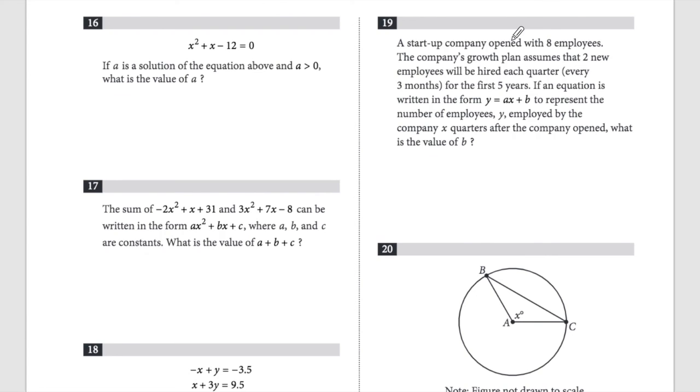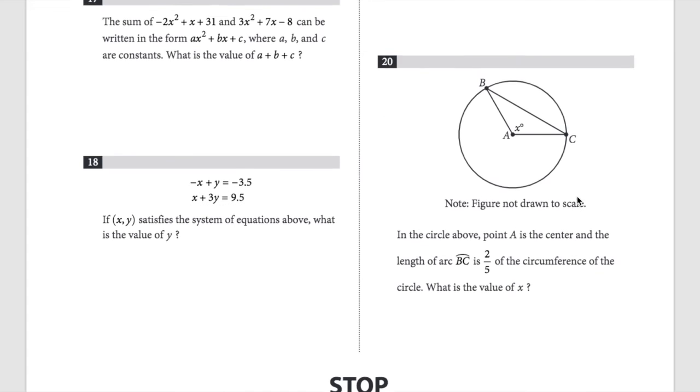A startup company opened with 8 employees. The company's growth assumes that 2 new employees will be hired each quarter, so that means every 3 months, for the first 5 years. If an equation in the form y equals ax plus b is to represent y employees x quarters after the company opened, what is the value of b? So b is the y-intercept, what it starts with. Since it opened with 8 employees, the answer for b would just be 8. The y-intercept is usually the initial amount, which is 8, what it started with.